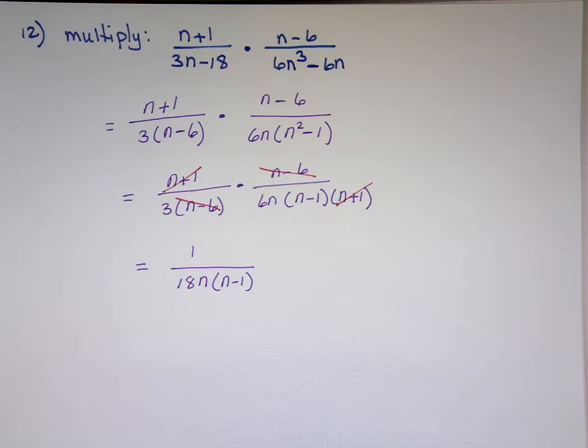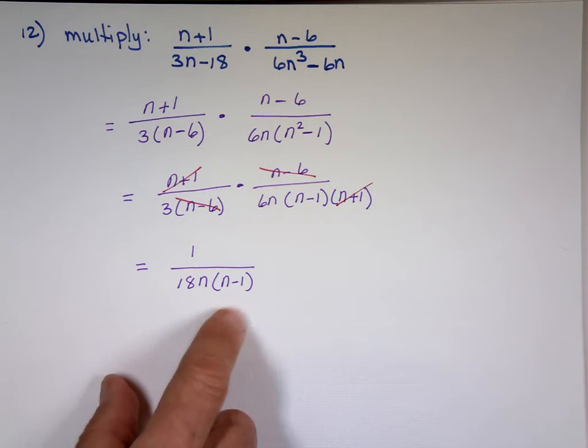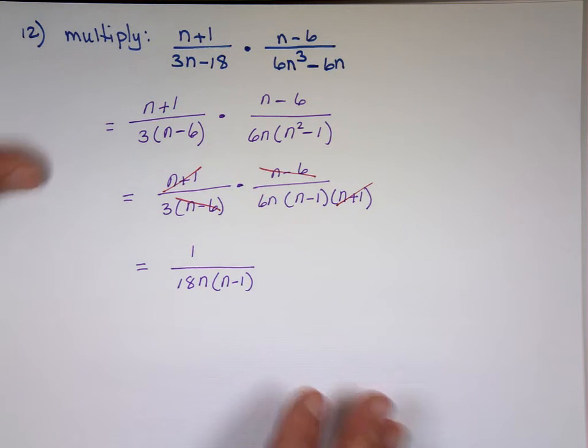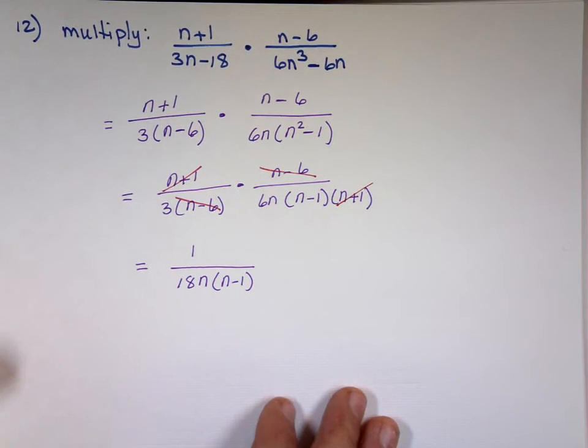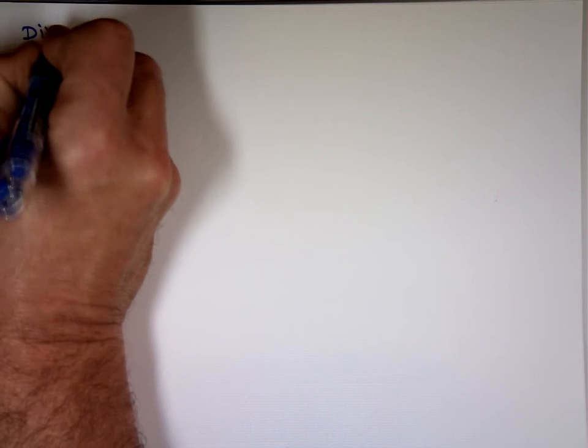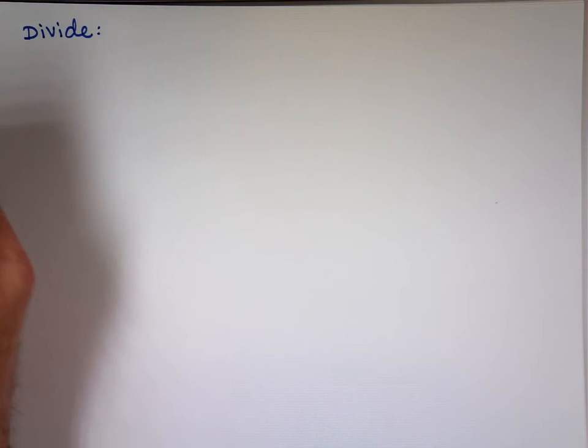And that's as far as I can go with it. I can multiply the 18n times this. I'm sure they're happy with this answer. Let's try divide here. I don't know if I got the numbers right or not. Divide.